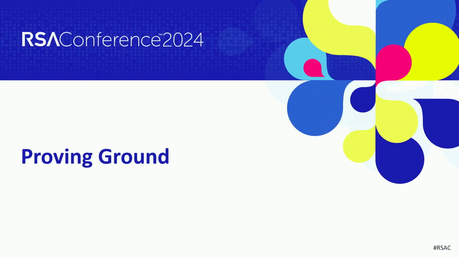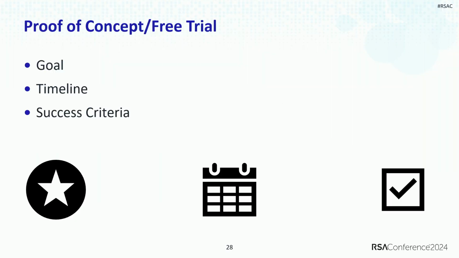Now that you have that document put together, it's time for the proving ground. So over here, you have what we call the proof of concept or the free trial. And for the proof of concept, usually you have to set this goal in mind. And more often than not, a free trial would take you about 2 weeks to a month, depending on what you speak with your vendor about.